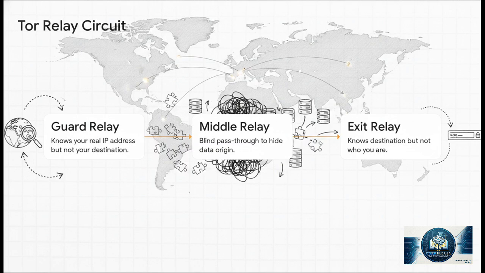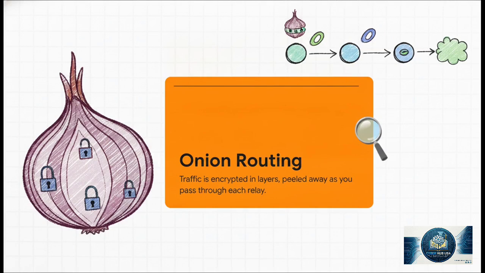Finally, it reaches the exit relay. Now this one knows the destination website, but it has absolutely no idea who you are or where that data originally came from. It's like a digital relay race where no one knows the whole route. This process right here is exactly how the name Tor came to be. It literally stands for the onion router. It acts just like the layers of an onion to protect your core data.